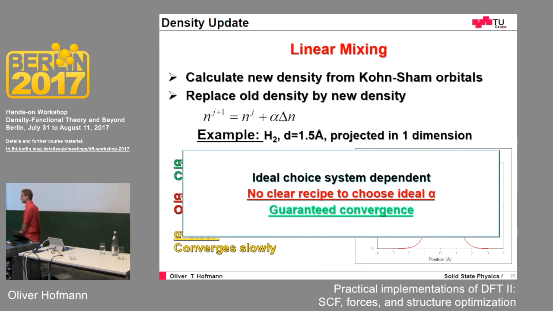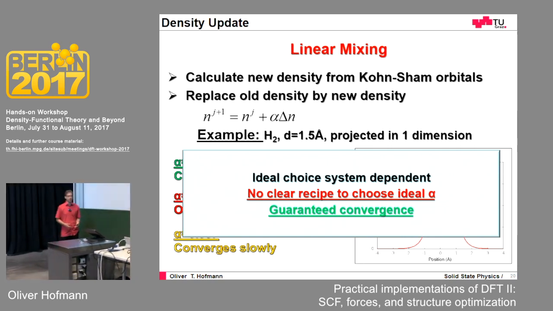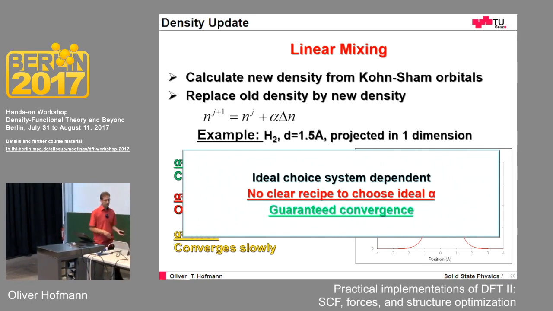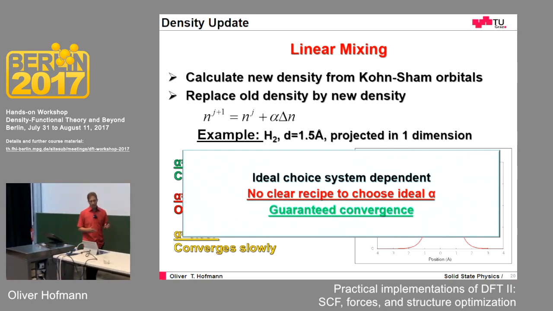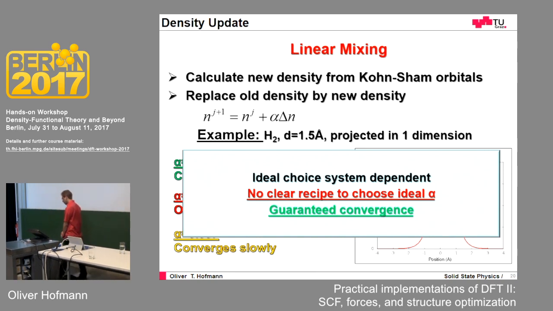What I want to say with these examples is that unfortunately there is no ideal recipe to choose what would be a good mixing parameter. If you use a too large mixing parameter, you might go into bistability, and if it's too small, well, it will take a while. The advantage is, yes, please. What do you mean by guaranteed convergence if it can be bistable? No, okay. I was just about to say that.